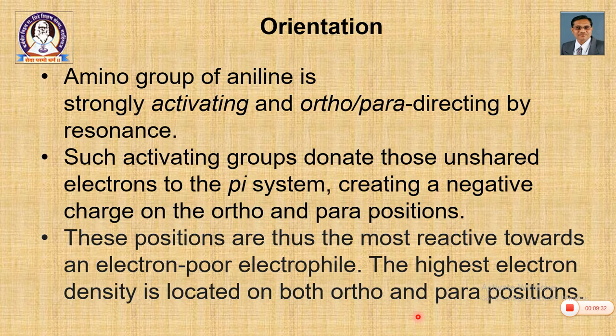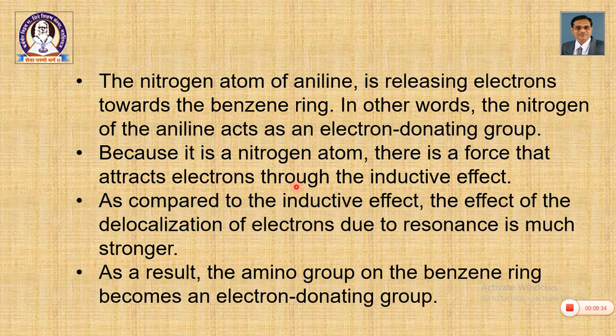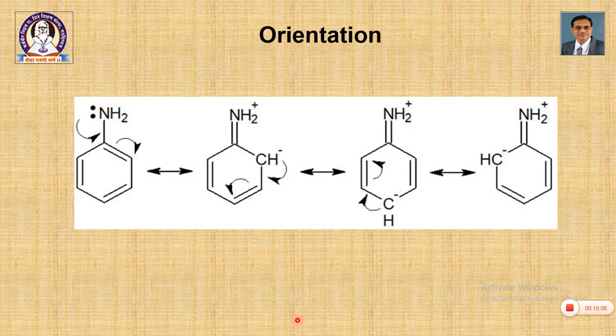So, the nitrogen of aniline is releasing electrons towards the benzene ring. In other words, the nitrogen of aniline acts as an electron donating group. Because it is a nitrogen atom, there is a force that attracts electrons through the inductive effect. As compared to the inductive effect, the effect of the delocalization of electrons due to resonance in such a case is much stronger. As a result, the amino group on the benzene ring becomes an electron donating group. So, these are the explanations for the orientation. Let us see the structural explanation for orientation.